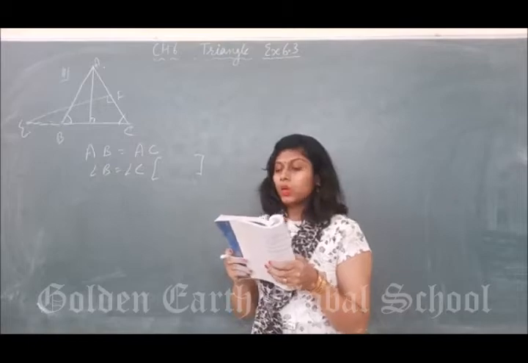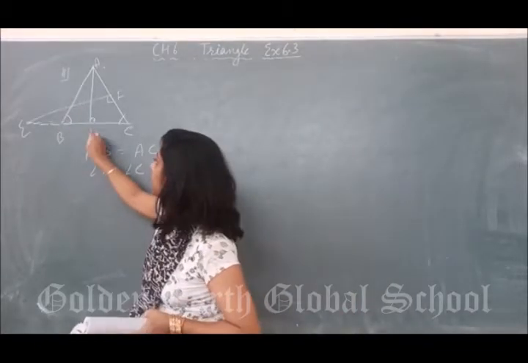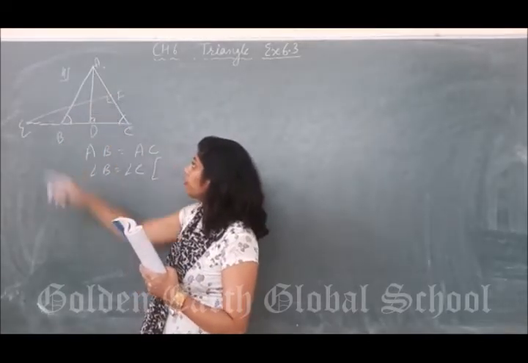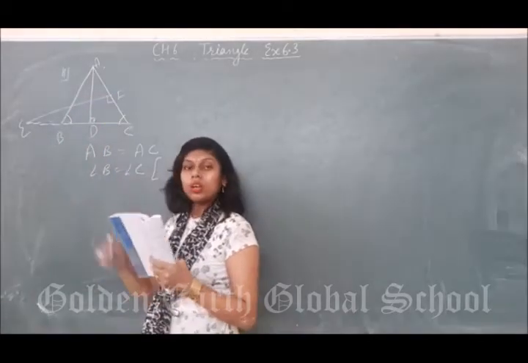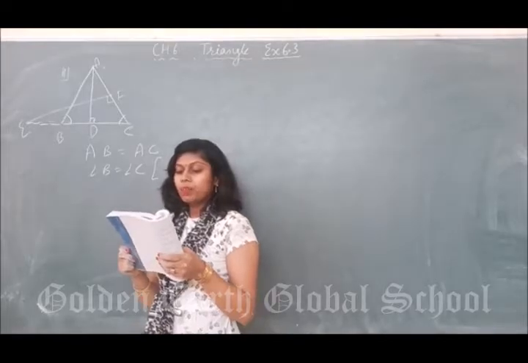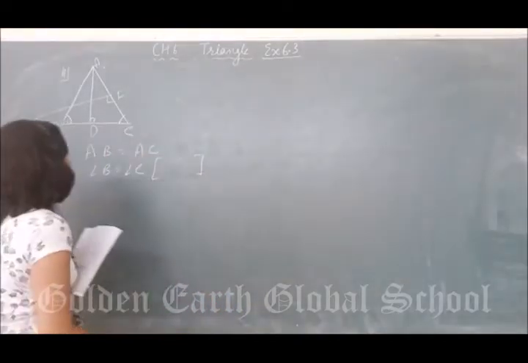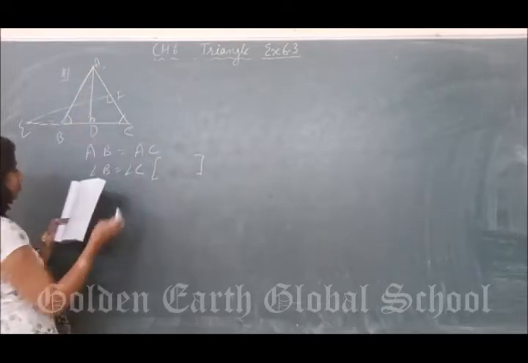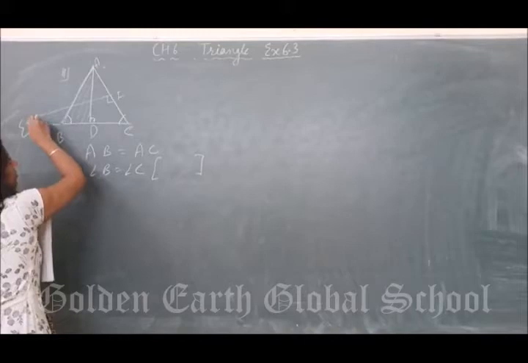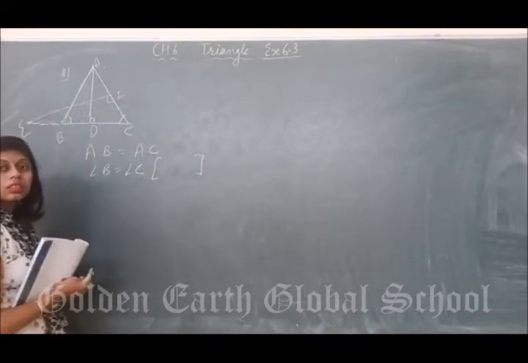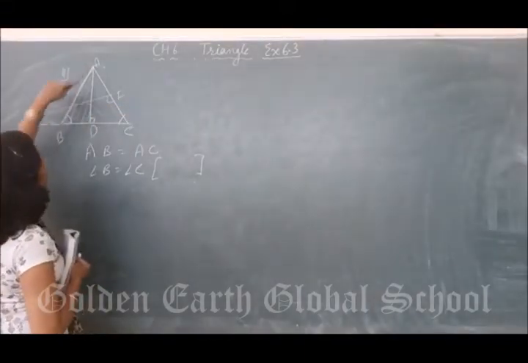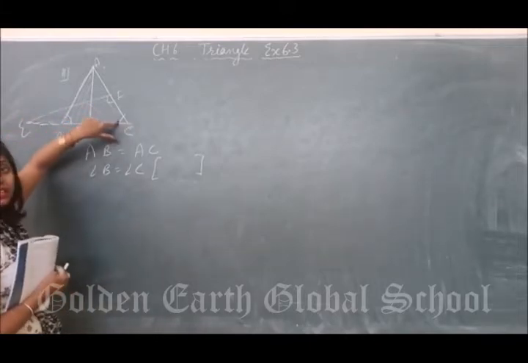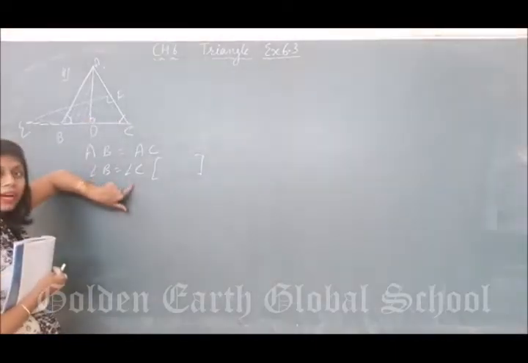AD is perpendicular to BC, so this is a 90 degree angle. And EF is perpendicular to AC, so again angle F is 90. We have to prove triangle ABD is similar to triangle CEF. So it is clear that in triangle ABD angle B and in triangle CEF angle C are both equal by this.